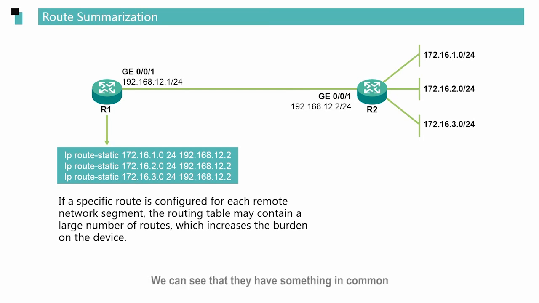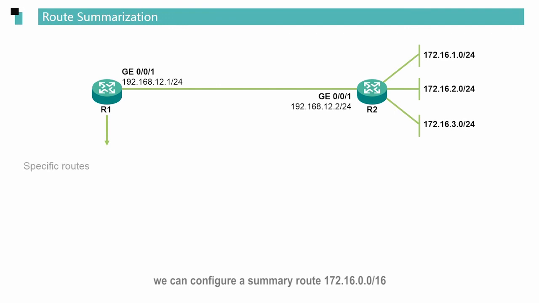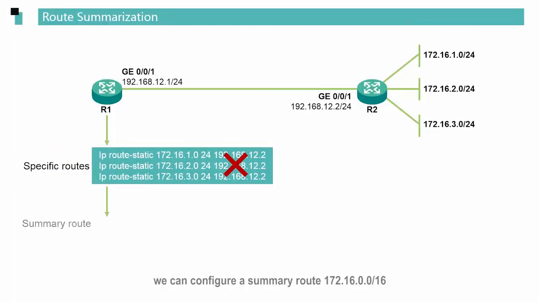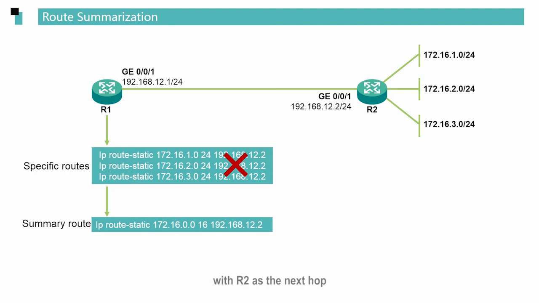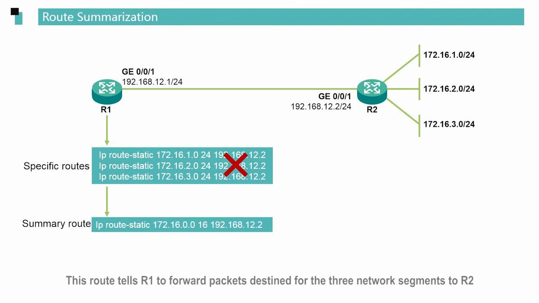We can see that they have something in common. They all belong to the network segment 172.16.0.0/16. In this case, we can configure a summary route 172.16.0.0/16 with R2 as the next hop. This route tells R1 to forward packets destined for the 3 network segments to R2. If we use the summary route solution, R1 has to store only one route in its routing table.